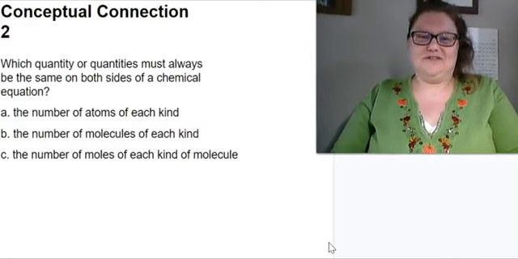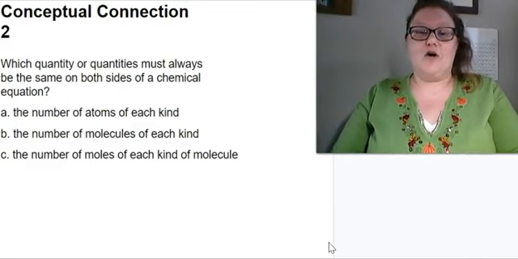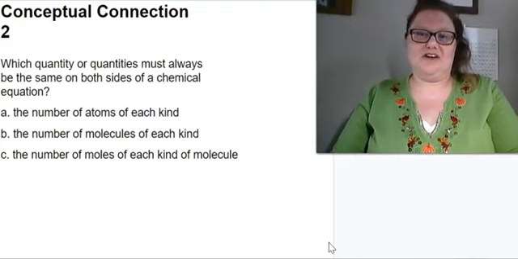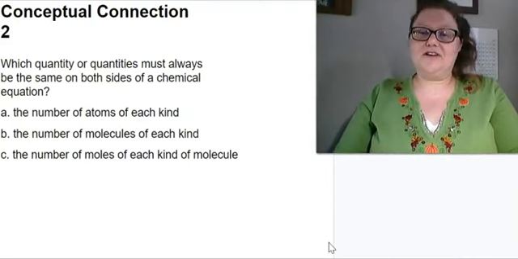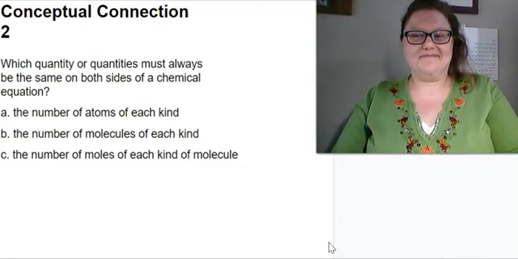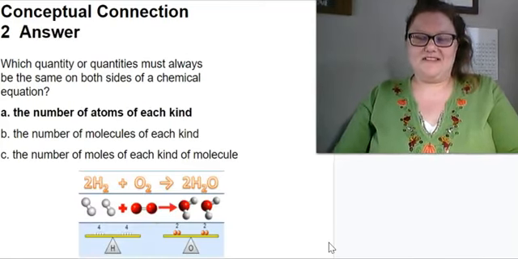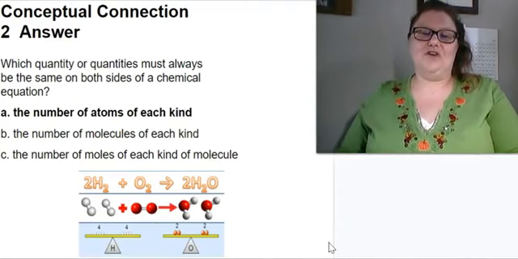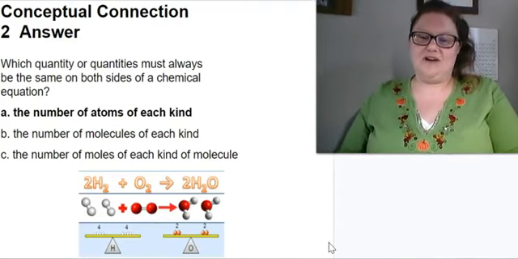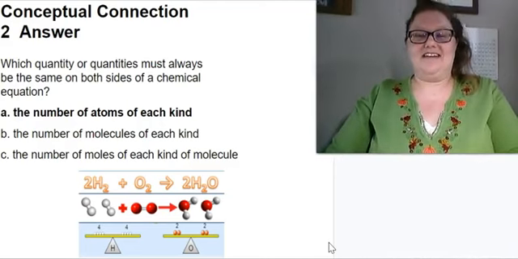Conceptual connection number 2. Which quantity or quantities must always be the same on both sides of a chemical equation? Is it the number of atoms, the number of molecules, or the number of moles? It is the number of atoms. That's what you're counting when you balance an equation. You're looking at how many atoms for each element and making sure that they're the same on both sides.